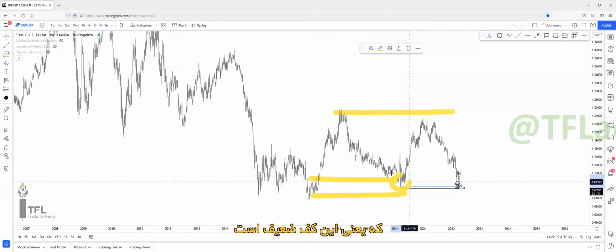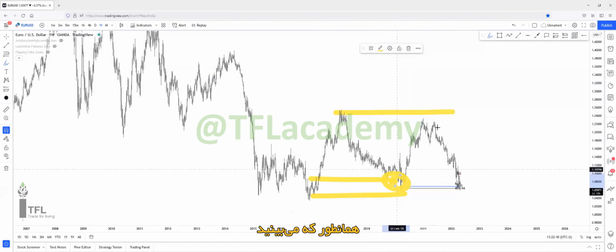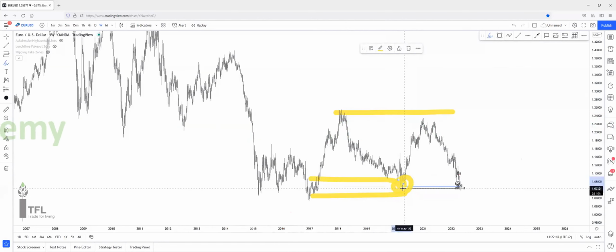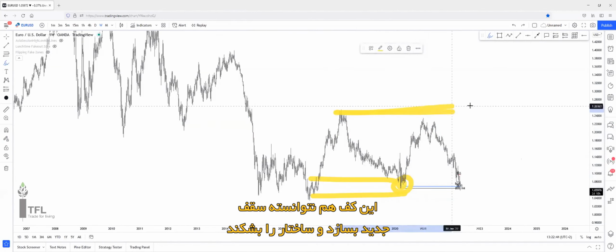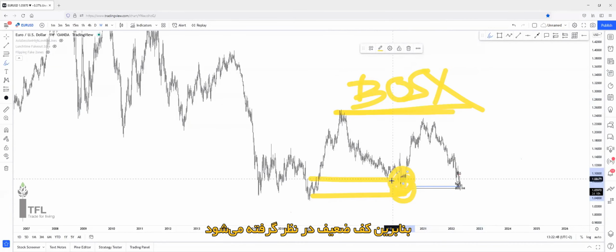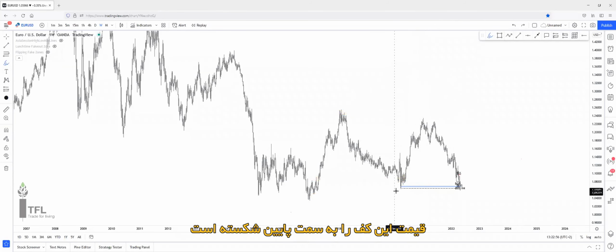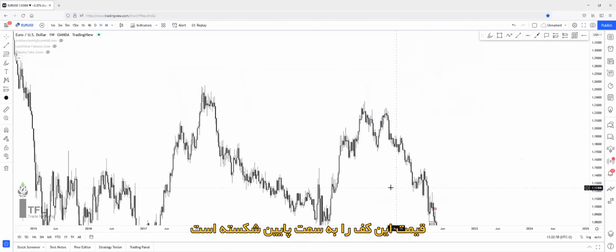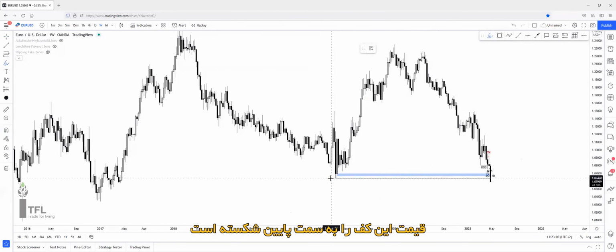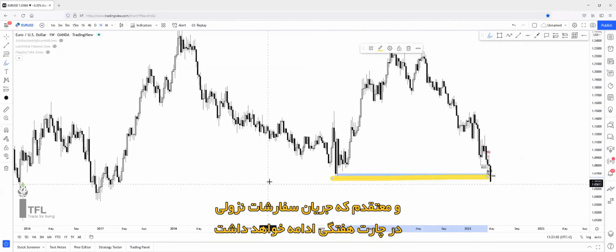So this low point has been proven as weak. This inefficient push to the upside couldn't break above this high point. There was no breakout structure, so we consider this a weak low. What do we know about weak lows? That weak lows are usually broken, right? So that's exactly what happened. As you can see, price broke below this weekly low point right here at this line.